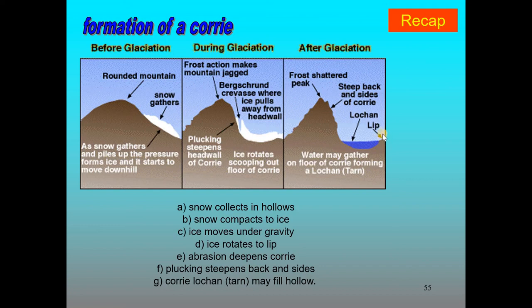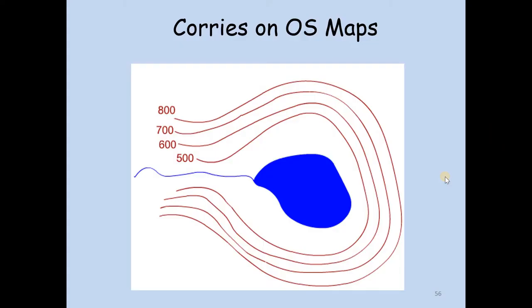Where glaciation was not as extreme at the front of the glacier, you've got this little lip left, and it acts as a dam to keep in the meltwater when the glacier melts. Final wee bit here, just again remember, frost shattering can take place above the glacier, and that creates this sort of jagged summit.